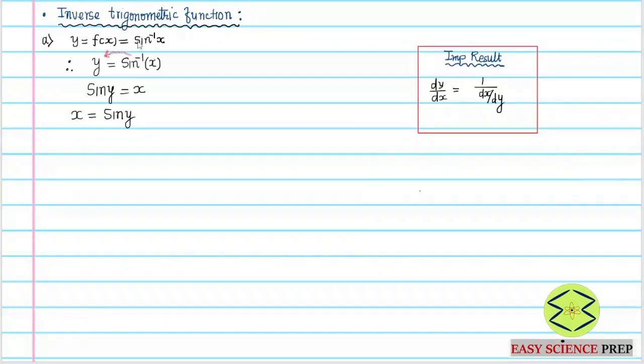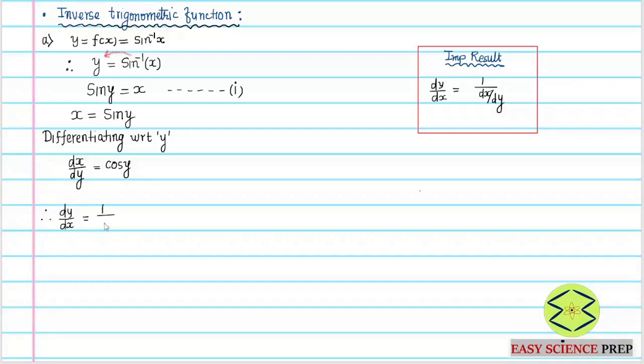I am going to call this equation number 1. Differentiating with respect to y, you will get the derivative of x with respect to y. The derivative of sine is cos, so we have already done it. Cos y. So by this rule, dy over dx would be 1 divided by dx over dy. So that will be equal to 1 upon cos y.